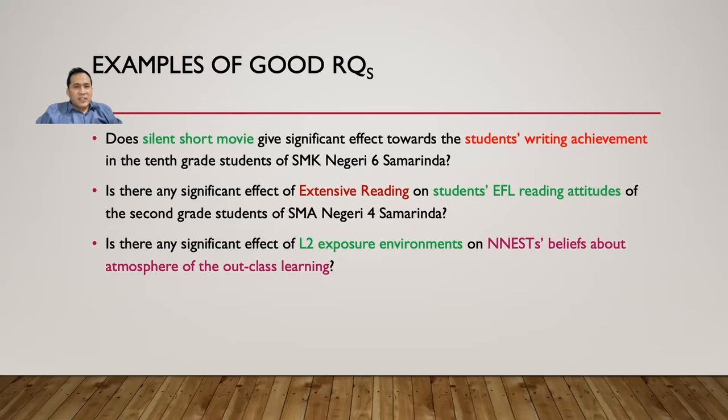At least you can see there are two variables: the variable of silent short movie and the variable of writing achievement, for example. So in this case, it is clear what you are going to do in the research. Number two is also clear. Is there any significant effect of extensive reading? Extensive reading will be your variable, for example, or students' EFL reading attitude. Attitude will also be your variable. So you have two variables if you choose this one.